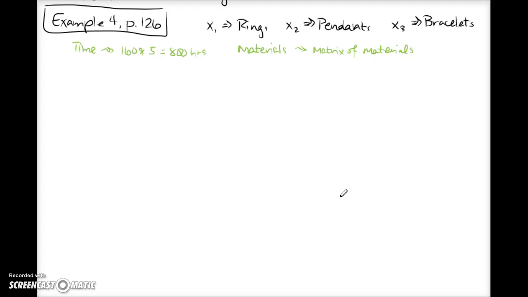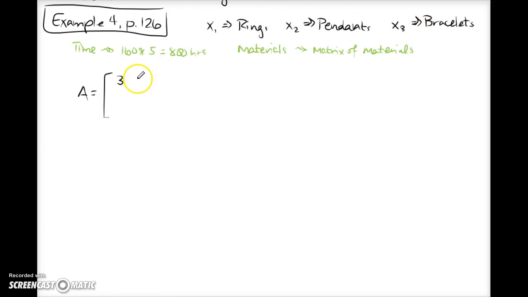So now we need to figure out what's required for a ring, a pendant, and a bracelet to be fabricated. They've actually done a very nice job of taking all of those numbers in terms of grams of gold, grams of enameling compound, and hours of labor and putting it into a matrix for us already. So I'm just going to write that up over here, and I'm going to call this one our A. Okay, because this is telling me what's happening to create these 3 items.